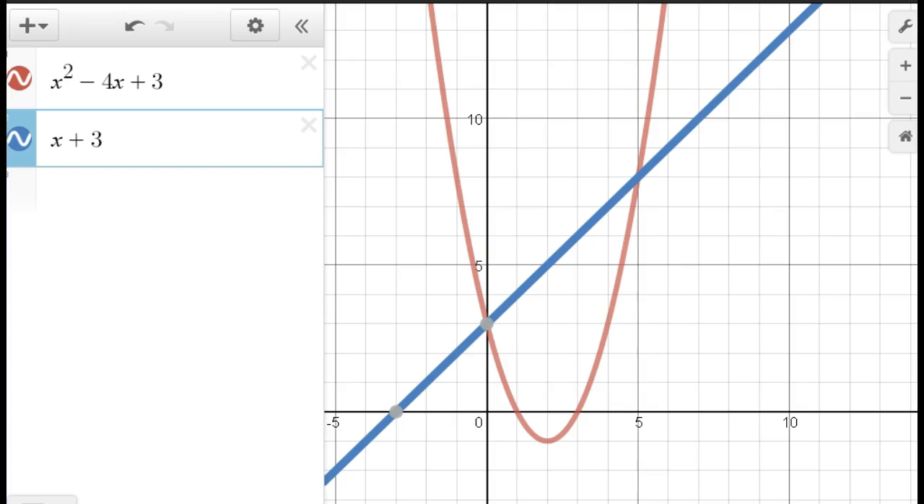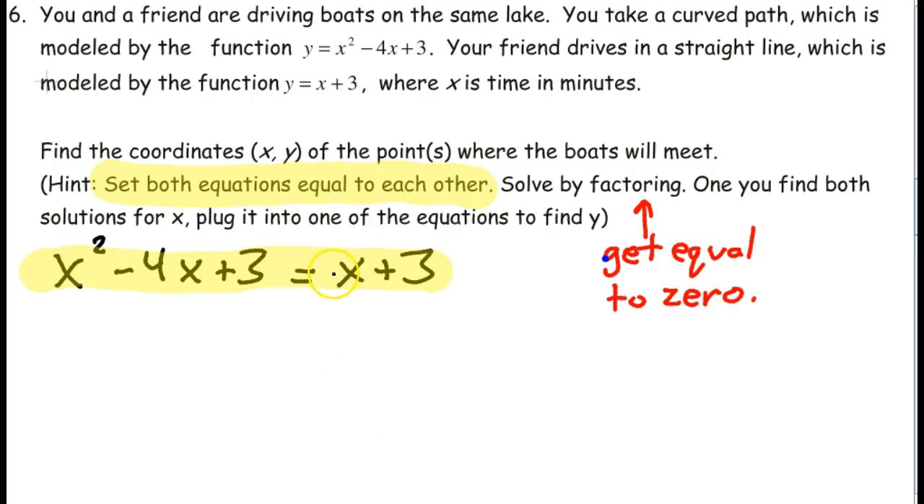So you're going in a curved path, right? That's the red one here, and your friend's going in a straight line, so you can see where it crosses twice. So it's asking you, what are those intersections? Basically, where do these run into each other? Where are they equal to each other? That's why we set them equal to each other.